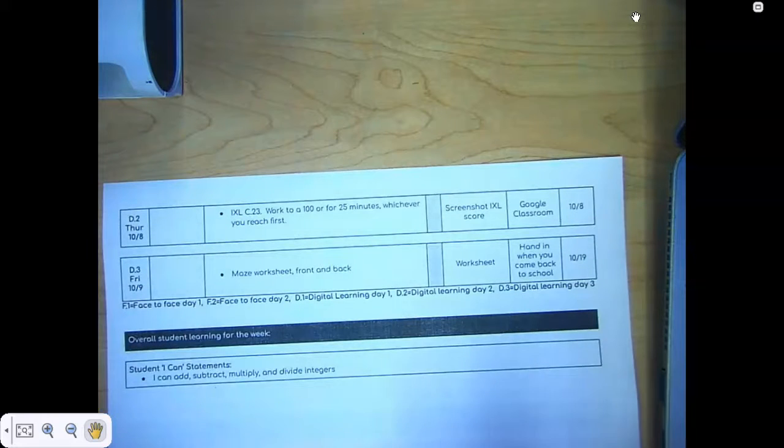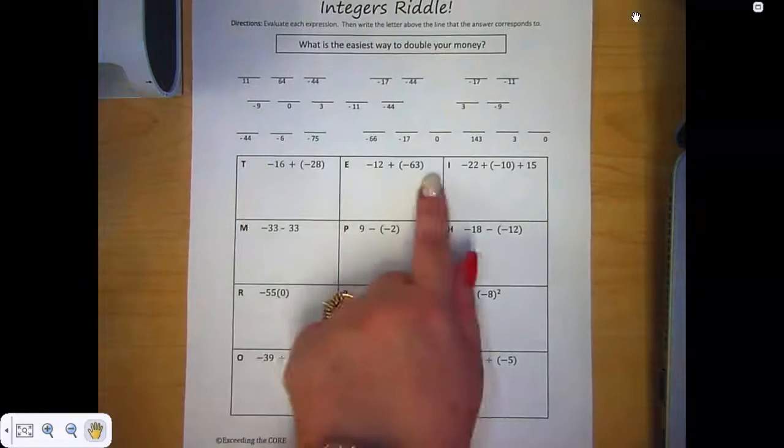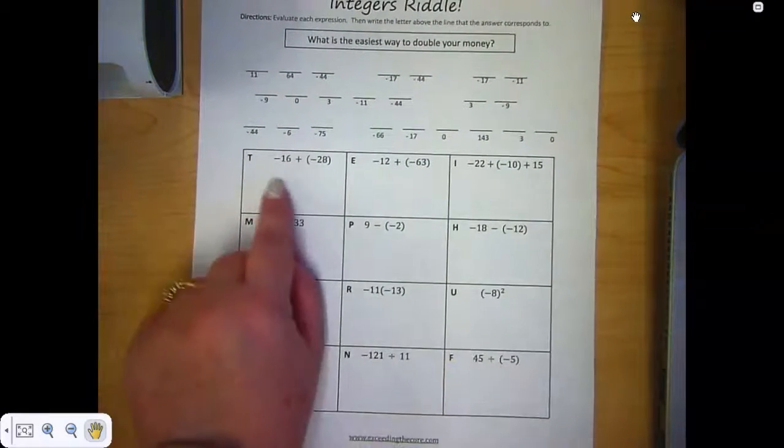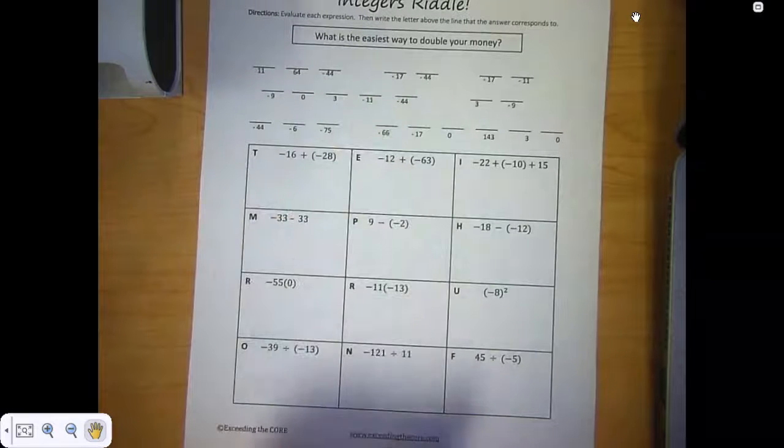Your Thursday activity is IXL C23. Work to at least a 100 or for 25 minutes, whichever you reach first. And then the last is you have this worksheet front and back. The back is a little more self-explanatory. You just solve each problem, and then wherever this answer is, you go up here and you look, and then you just put a T wherever the answer is.